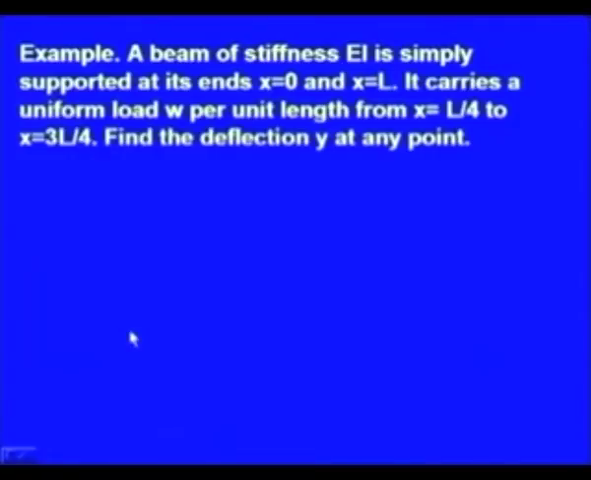Now, let us study one more example on deflection of the beam. A beam of stiffness EI is simply supported at its ends x equal to 0 and x equal to L. It carries a uniform load W per unit length from x equal to L by 4 to x equal to 3L by 4. Find the deflection y at any point.